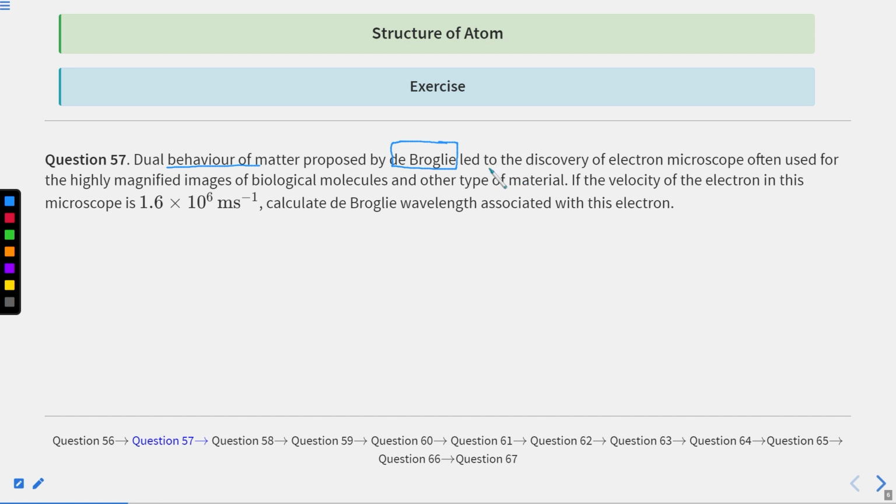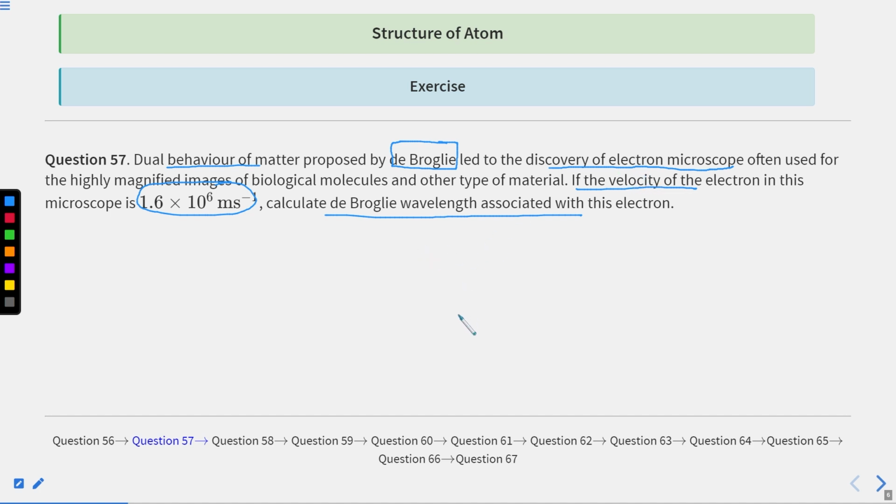Next is, if the velocity of the electron in its microscope is this much, we have to calculate the de Broglie wavelength. So, a very simple question. One piece of information is also given here, that this de Broglie relation relates to the discovery of the electron microscope, which is a very precise microscope that is often used for highly magnified images of biological molecules and other types of materials. So this is very important.